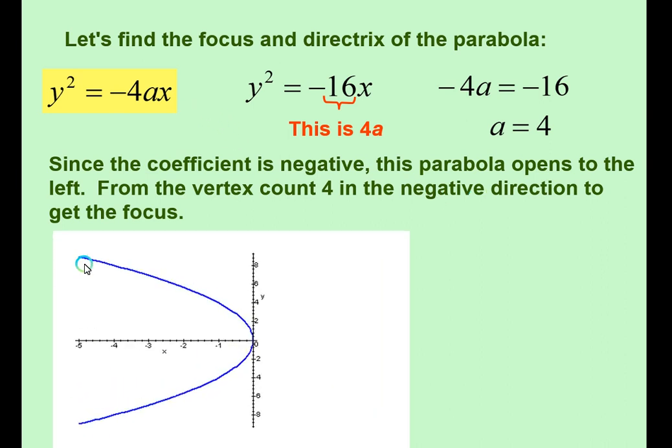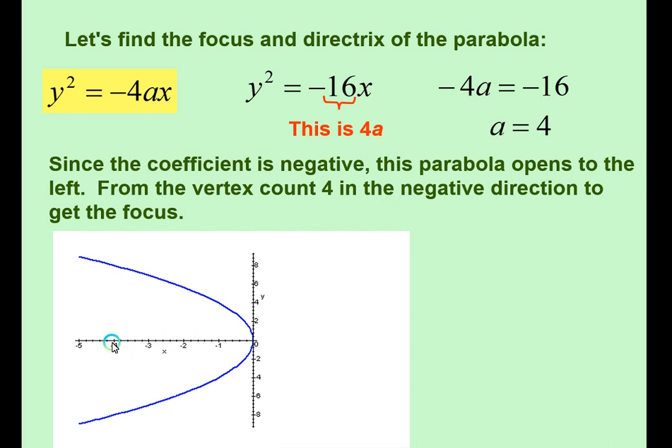We know that we have y squared here, therefore our parabola should open to the left or to the right. Since our equation has a negative sign here, we know that our parabola is opening to the left. Then we have to determine our focus. We have to count a units. Since negative, we have to count 4 units to the left.